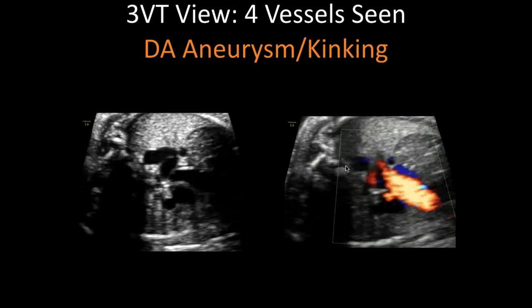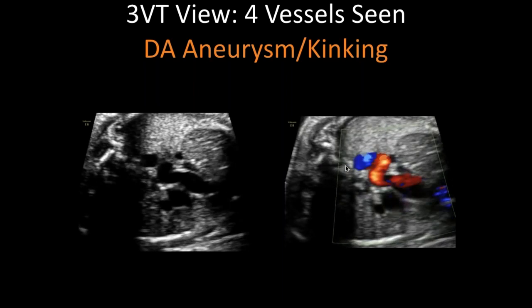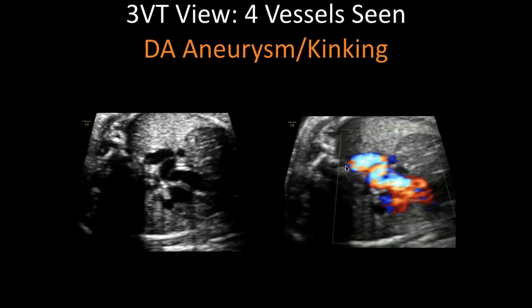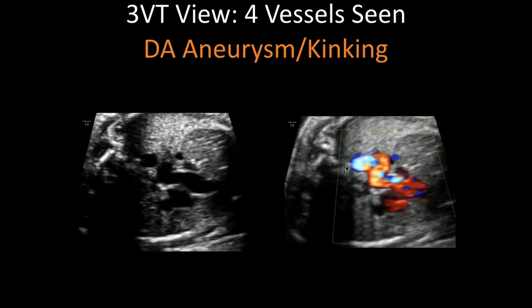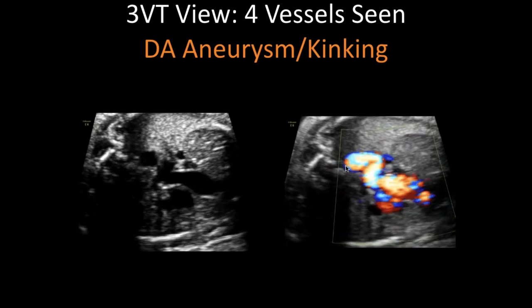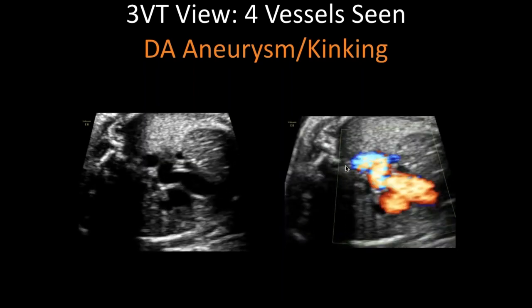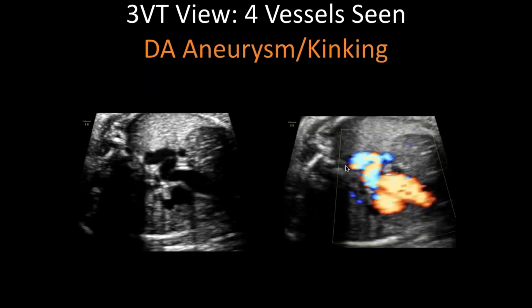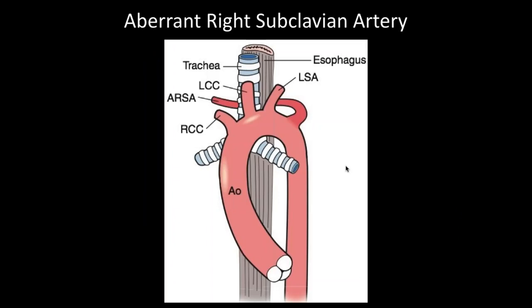Remember the ductus arteriosus closes shortly after birth. So these are not malformations. We call these normal variants. Many times there are sometimes steal phenomena here, and you may have some abnormalities in the aortic isthmus, but these are rare on occasion. I just want to show you this example to make sure you don't confuse a ductus arteriosus aneurysm or kinking with a fourth vessel at the three-vessel trachea view.